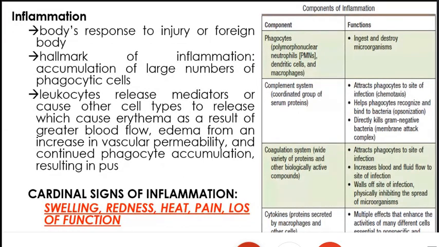When there is inflammation, all our WBCs, the cells that are responsible for trying to neutralize, will go there, because the body knows there is a foreign body. All of them go there. Because of the accumulation of all the cells in that area, there will be inflammation. So you have the cardinal signs of inflammation: swelling, redness, heat, and pain. And of course, there will be loss of function.